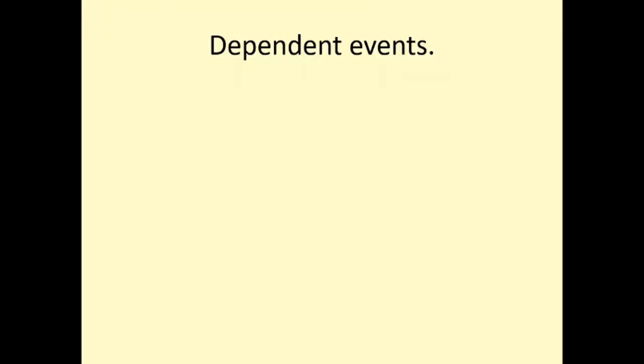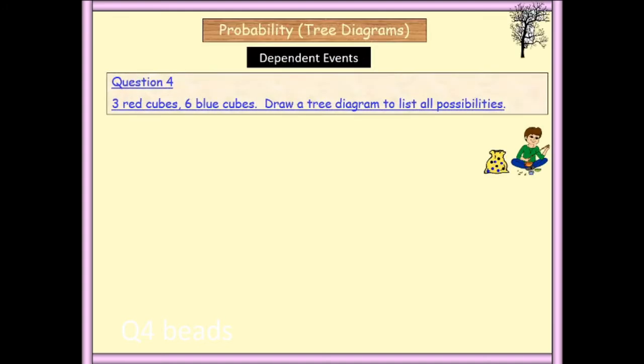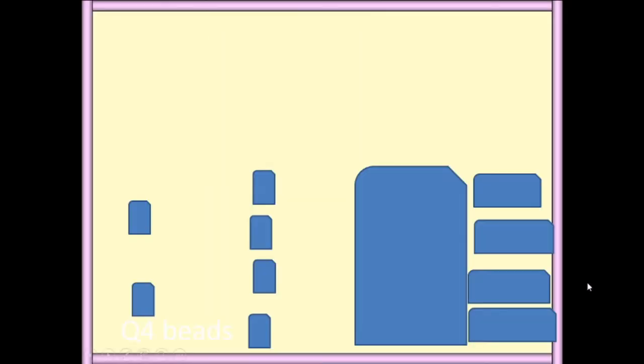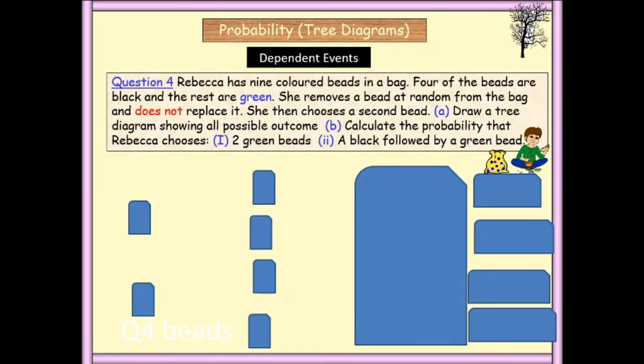Okay, dependent events. It's when your first event affects the outcome of the second event. These are always cards out of a pack or taking something out of a box, like taking cubes out or taking beads out of a box. So remember, what this means is your first event is going to affect your second event.